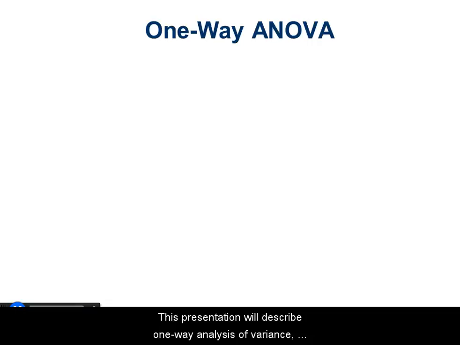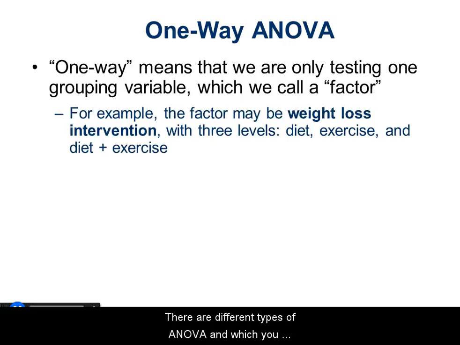This presentation will describe one-way analysis of variance, or ANOVA, and demonstrate how to conduct one in SPSS. There are different types of ANOVA, and which you choose depends on the hypothesis that you're testing. One-way ANOVA is the simplest, so if you understand the logic of one-way ANOVA, it will be easier to understand other types of ANOVA.